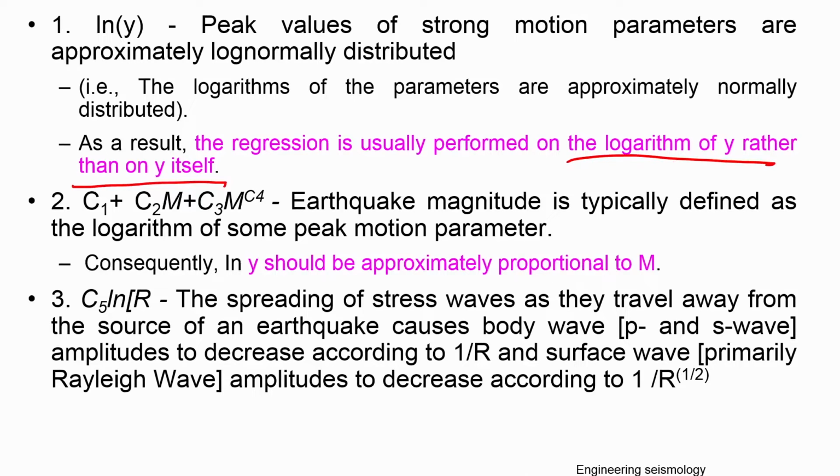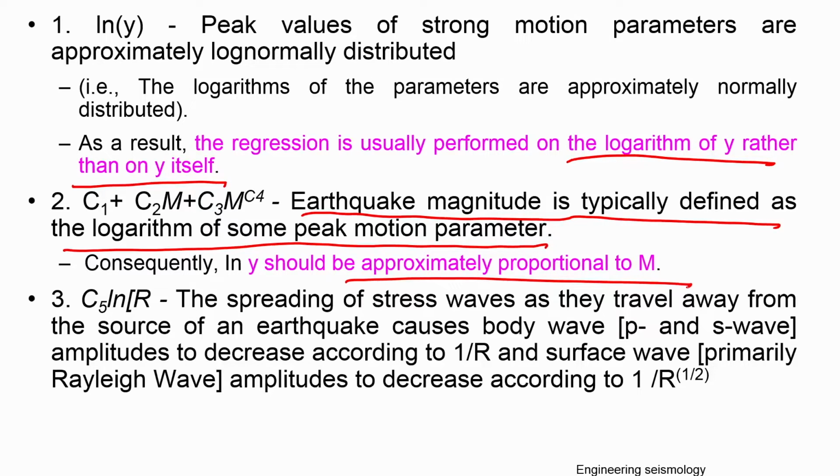So, term 2, which is c1 plus c2 m and c3 (8.5 minus m) to the power c4, takes care of the earthquake magnitude, which is typically defined as the logarithm of some peak motion parameters. So, this part takes care of the earthquake magnitude in the function. Consequently, ln y should be approximately proportional to m. Okay. So, ln y should be approximately proportional to m.